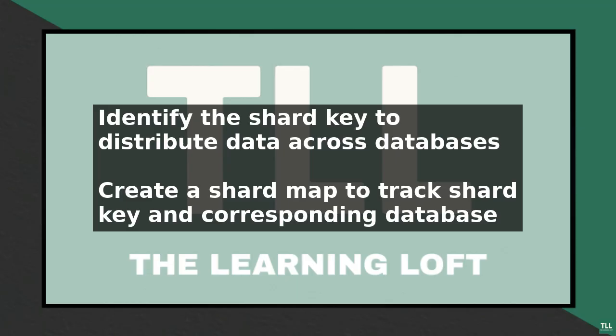To implement horizontal scaling, start by identifying the shard key, which is the column or set of columns that will be used to distribute the data across the databases. Then, create a shard map, which is a database that keeps track of the shard key and the corresponding database for each shard. Next, create the shard databases and populate them with data. Finally, use a technique called data-dependent routing to direct queries to the correct database based on the shard key.